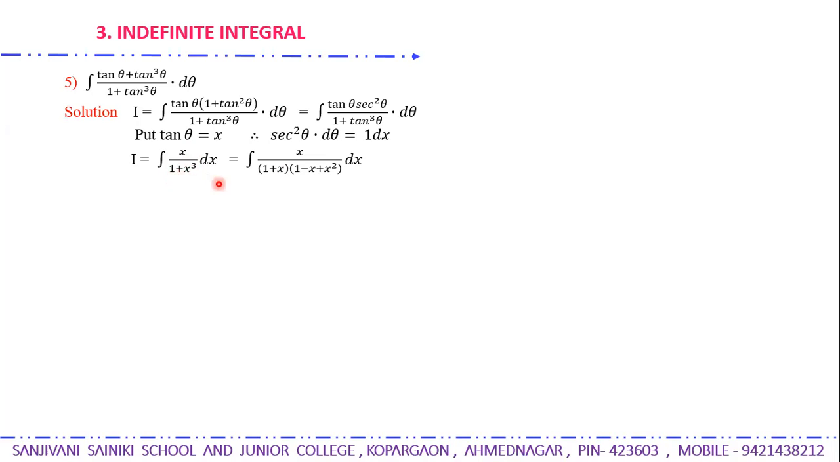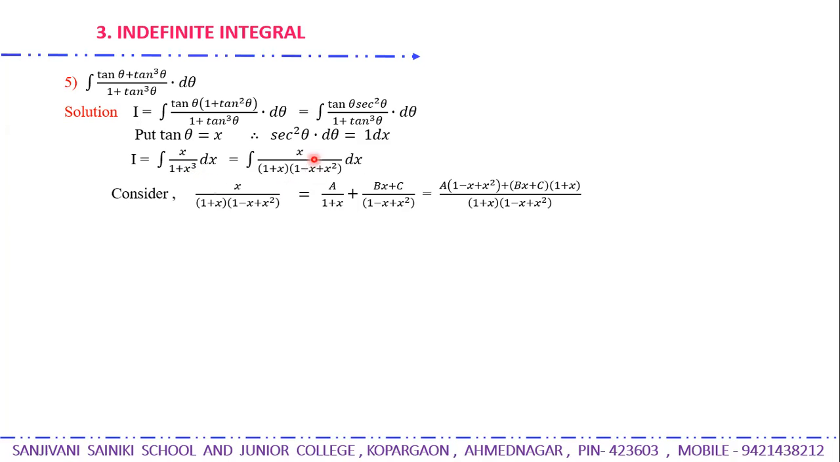So here a cube plus b cube. I can use the formula a cube plus b cube is (a plus b) into (a square minus ab plus b square). So use the partial fraction. Now here it is a quadratic factor, not a linear factor. And for a quadratic factor, what type of partial fractions do we have to find? A upon the linear factor plus (bx plus c) upon the quadratic factor.